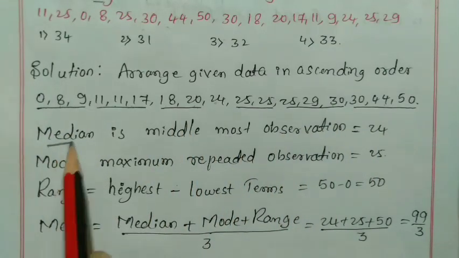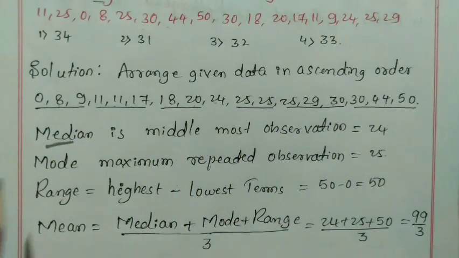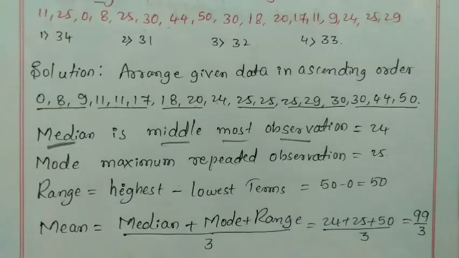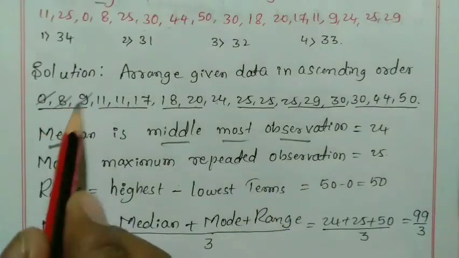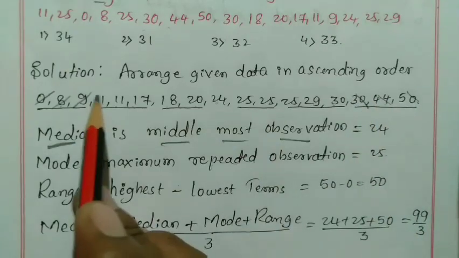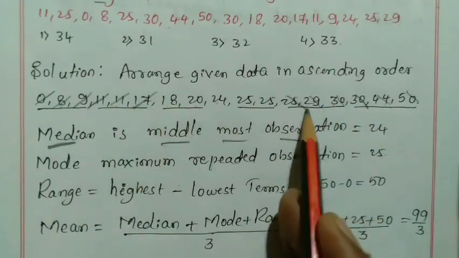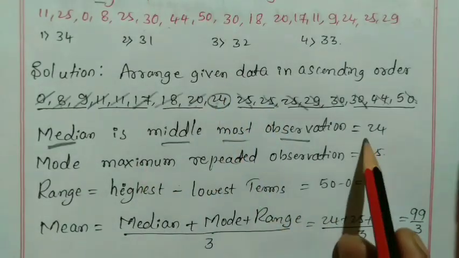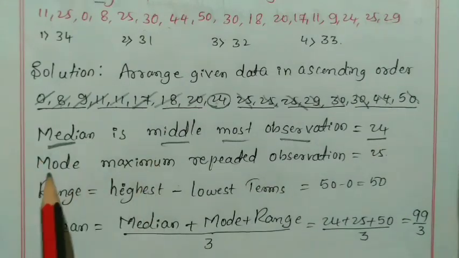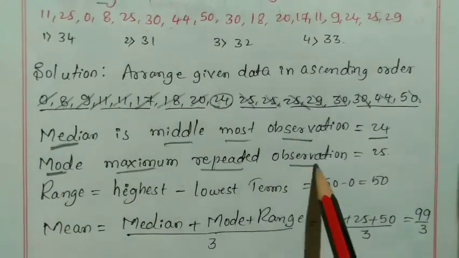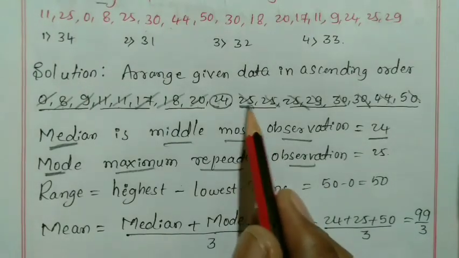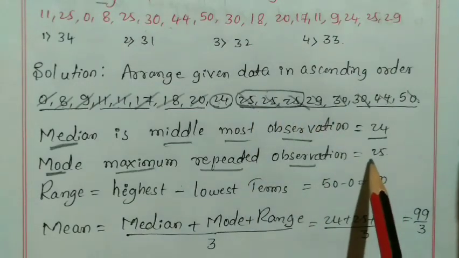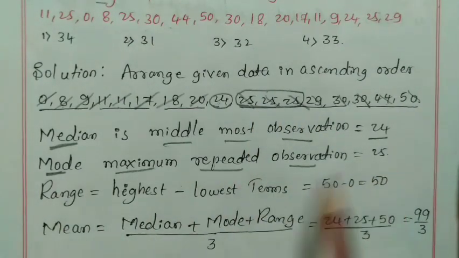After that, first the median you can find. Median means middlemost observation. So now you can find the middlemost observation: 1 2 3, 1 2 3, 1 2 3, you can cancel 1 2, you can cancel 1 2, you can cancel. So the middlemost observation is 24. This is called the median. Then mode means maximum repeated observation. Mode means the observation repeated the maximum number of times, that is 25. Here 25 is repeated 3 times. So that's why you can write here mode is 25.